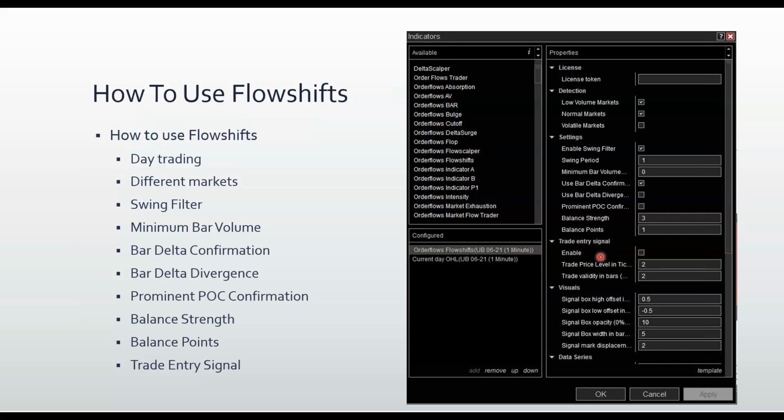So if I have trade entry signal turned on, what this means is trade price level in ticks and trade validity in bars is 2 and 2. So that means that after there's a bar with a signal, the next bar or two, right? Trade validity in bars is set to 2. Within the next 2 bars, price has to move in the direction of the signal by 2 ticks, okay? And that I've found, right?